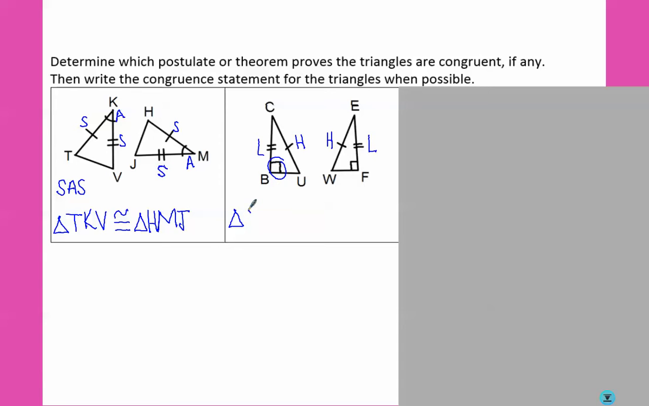CUB is congruent. And I started with C, which was the angle in between the hypotenuse and the leg that was marked. So that would be the angle E here. Then I followed down the hypotenuse to U, so down the hypotenuse to W. And then our right angle was the final one, F.